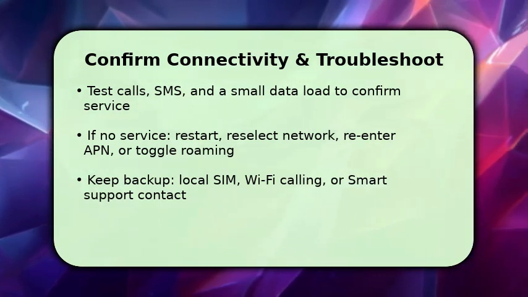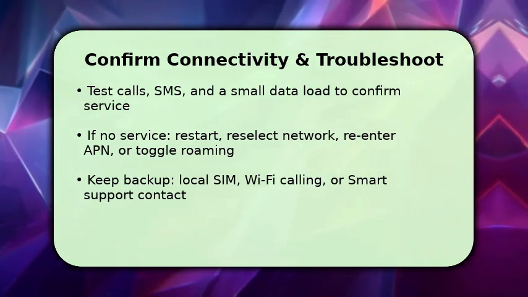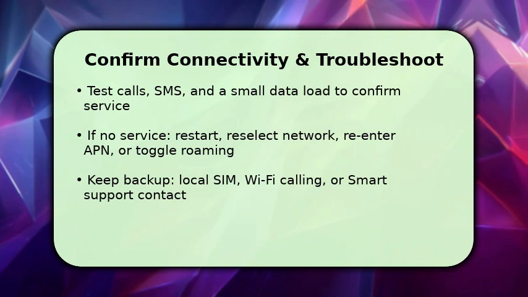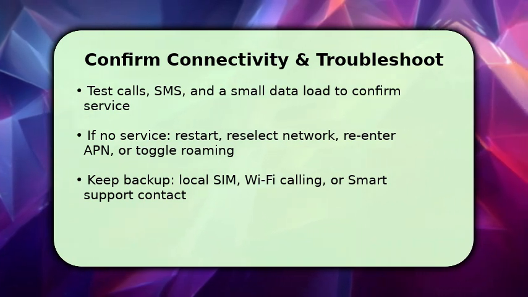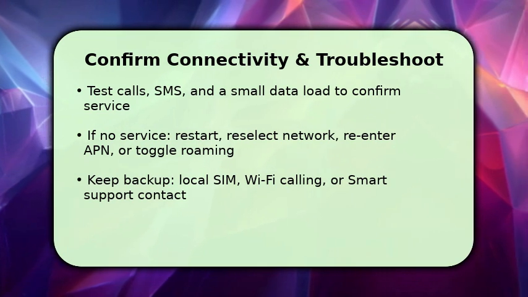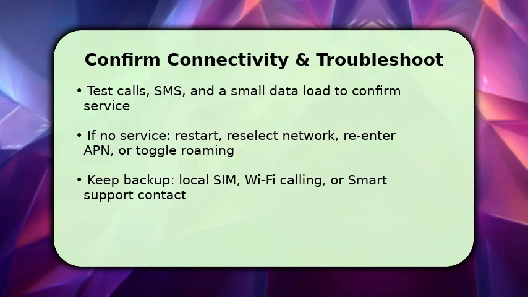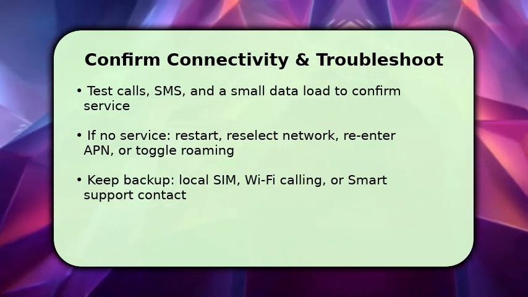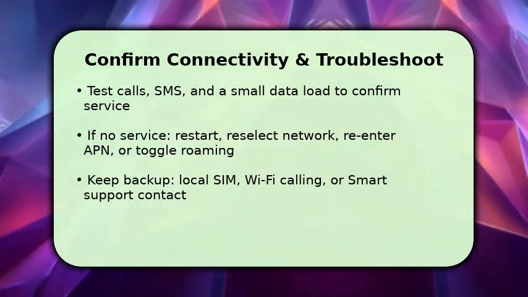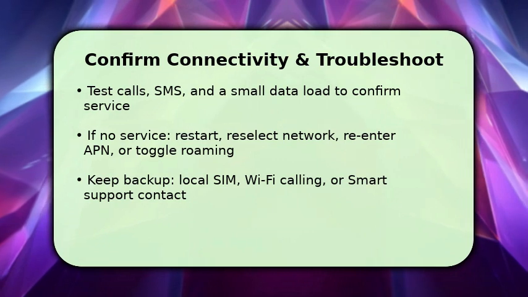Place a short call and load a web page. If you don't get service, restart the phone and attempt manual operator selection again. Reapply the APN and toggle data roaming off and on to force reauthentication. If problems persist, use Wi-Fi calling or a local SIM as a backup and contact Smart support with your IMEI and error details. This ensures minimal downtime and predictable costs while roaming.